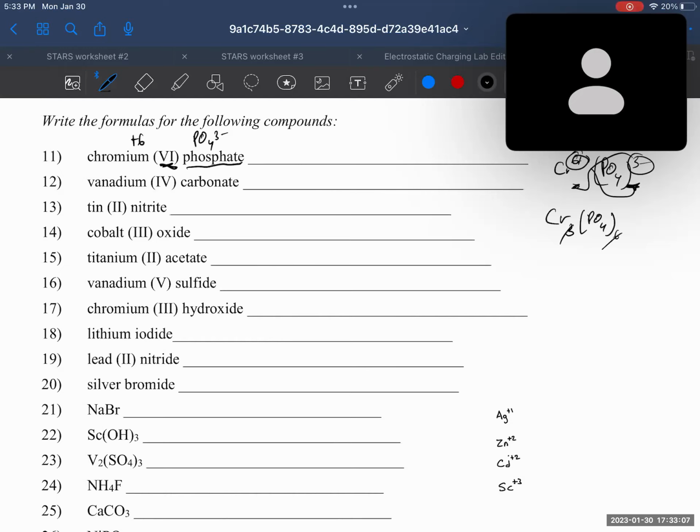We got to reduce this down because ionic compounds like to be in their empirical formula at all times. You have to reduce them to the lowest terms. So it's Cr, PO4, 2. Cr, PO4, 2. And that's our answer for that one. So questions about any of that?